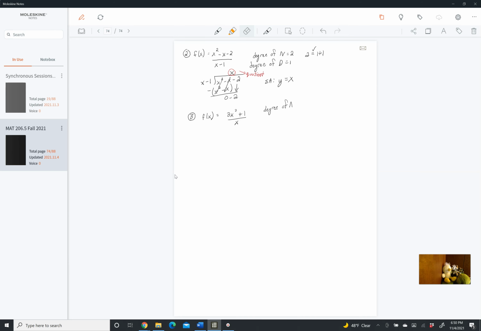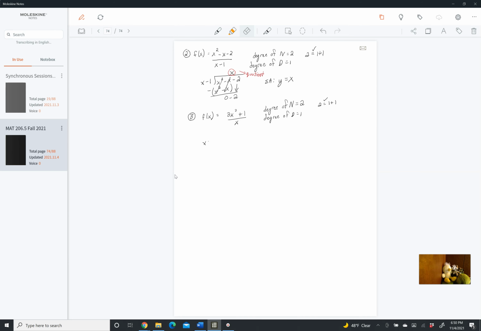You're going to find that this happens a lot in this class. Obviously, in other classes at higher levels, you might find that the degree of the numerator is 3 and the degree of the denominator is 2. So just be aware of that. The degree of the denominator is 1. 2 is in fact equal to 1 more than the denominator. So there is a slant asymptote.